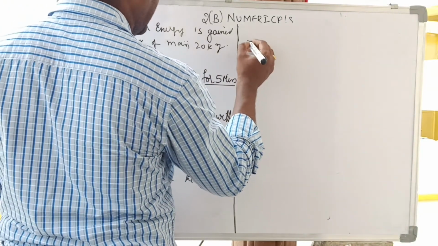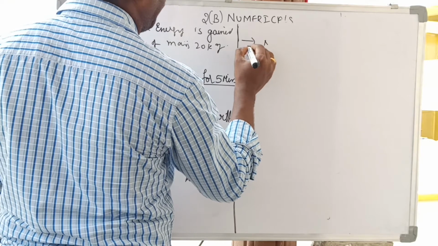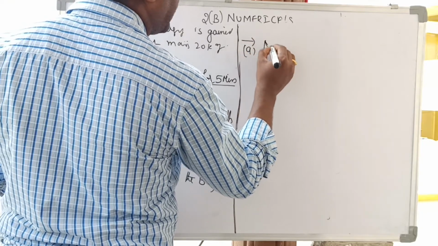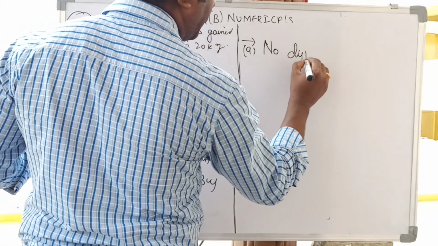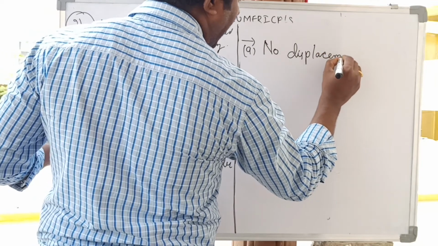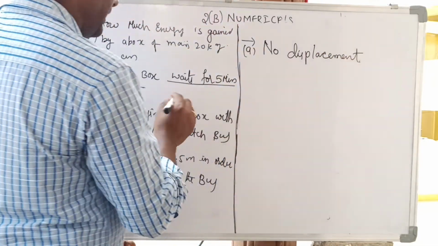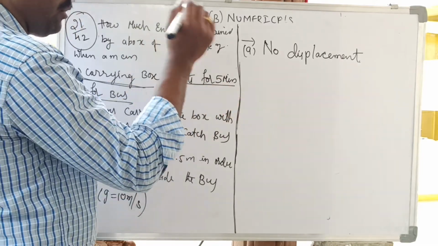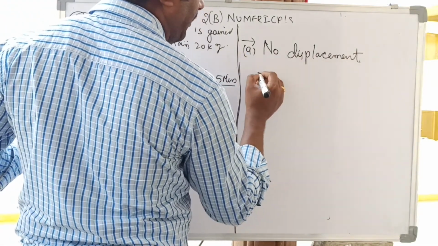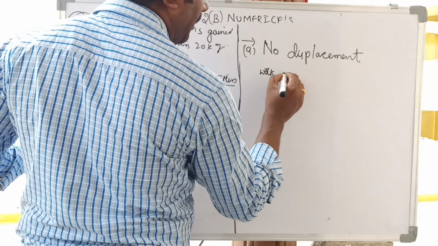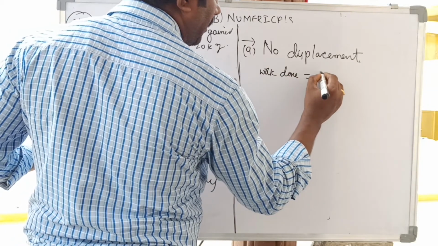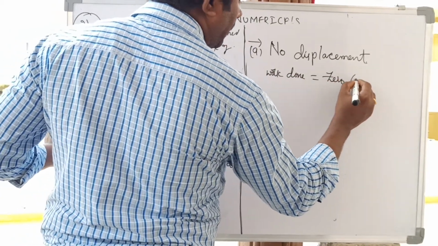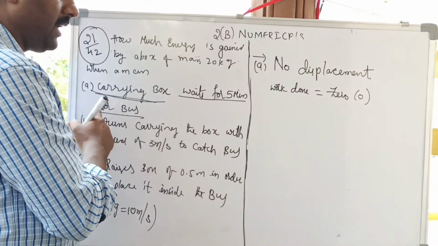He is carrying a box, but there is no displacement. He just carries the box in his hand and waits for 5 minutes. There is no displacement, therefore the work done here is 0, because there is no displacement.